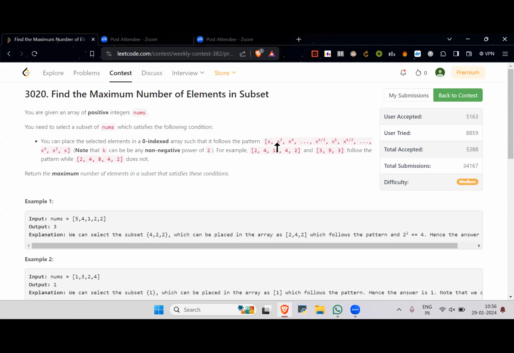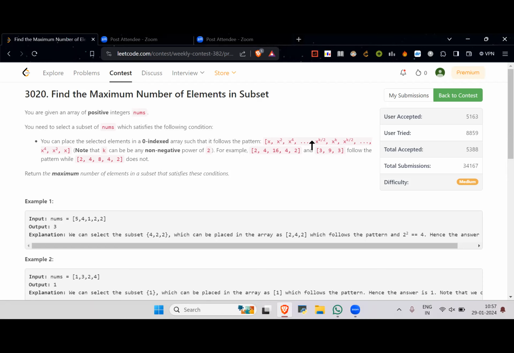So there is x^2, x^4, dot dot dot till x^(k/2), x^k, and then it goes back down to x^(k/2), and then x^4, x^2, and x, right? So it's basically increasing and then decreasing at some peak. For example, here, this is 2^1, this is 2^2, and this 2^4, and then it's going back down to 2^2 and then 2^1, right? And here there is 3^1, 3^2, and 3^1 again. So both these patterns are in the format that is required.